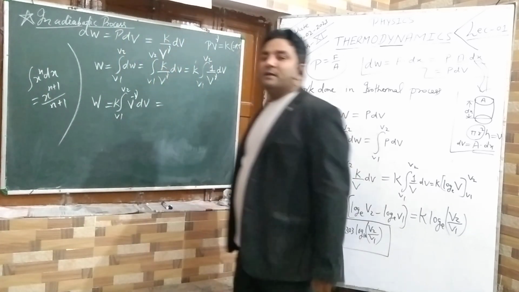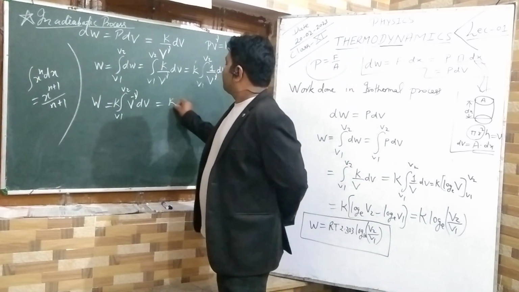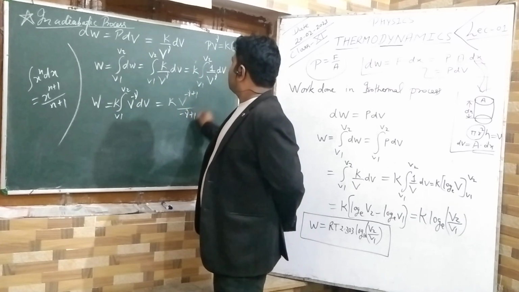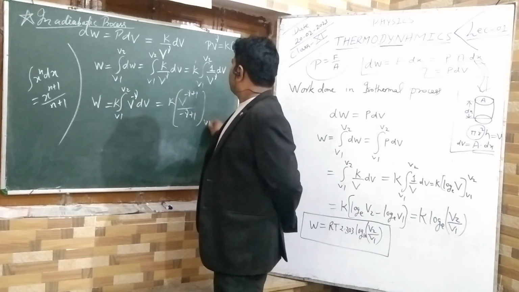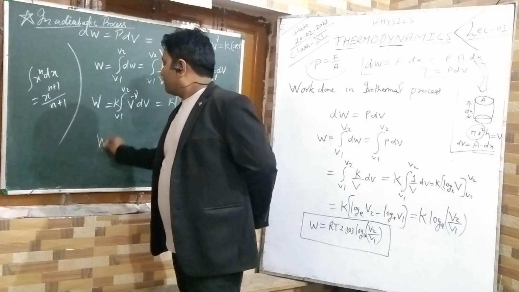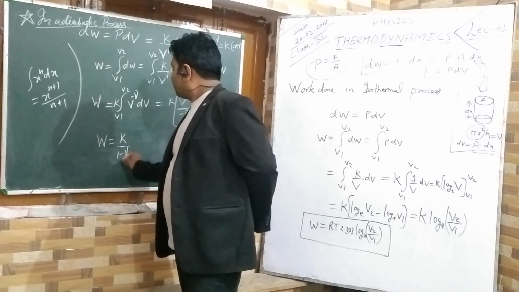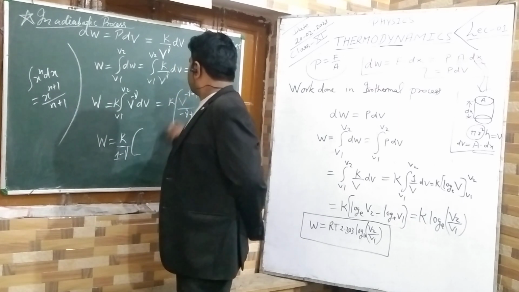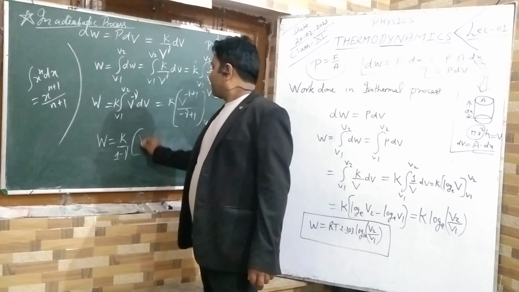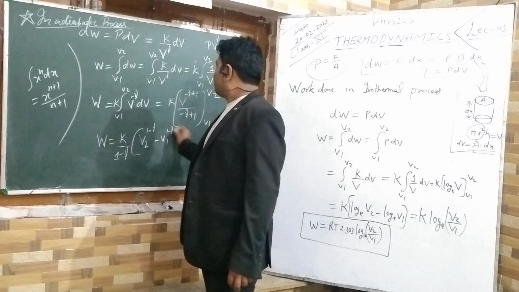And then after integration we will use upper limit and lower limit. It gives K V power minus gamma plus 1 upon minus gamma plus 1, V1 to V2. Then W equals K upon 1 minus gamma. This V first replaced by V2 power 1 minus gamma, minus V1 power 1 minus gamma.